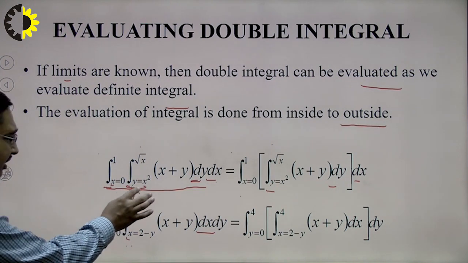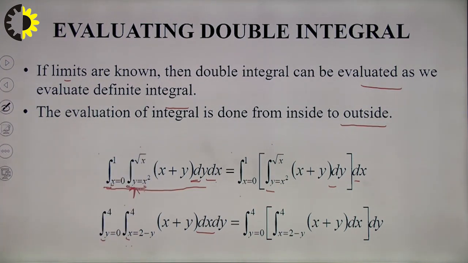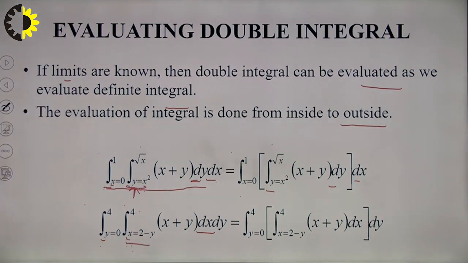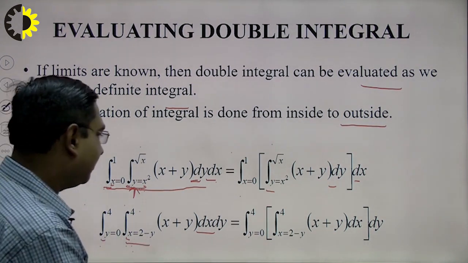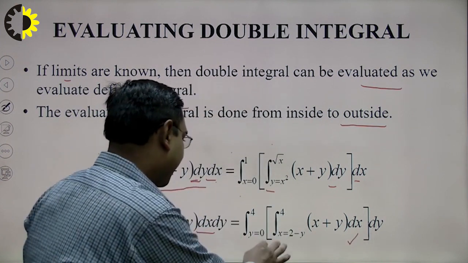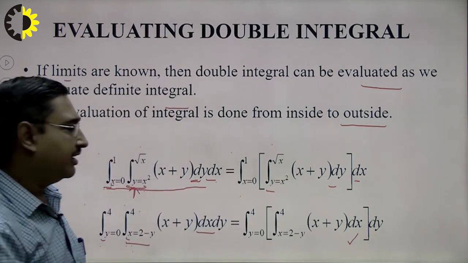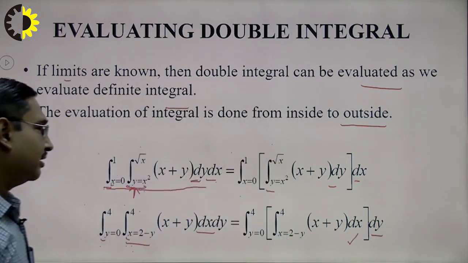Thus, if we are given limits from y equal to x square to root x, then we shall integrate with respect to y first and then with respect to x. If limits are like this, x equals 2 minus y to 4 and y equals 0 to 4, means limits of x are occurring inside and therefore we shall integrate this expression with respect to x first and with respect to y after that. This can be written as: x equals 2 minus y to 4, x plus y dx, and after integration I shall evaluate the result with respect to y.